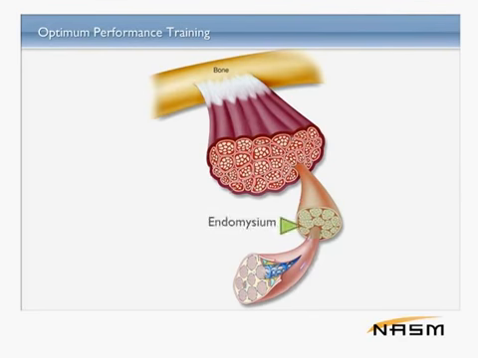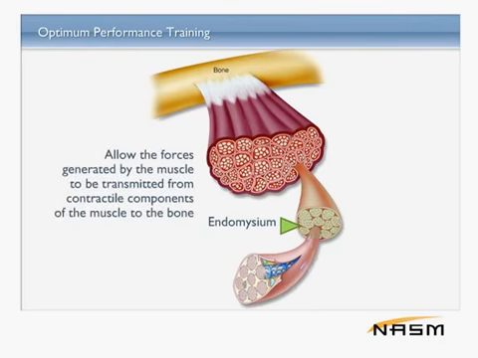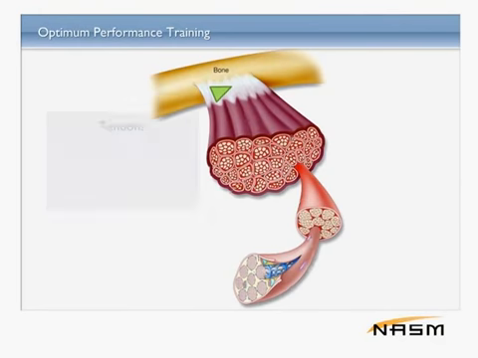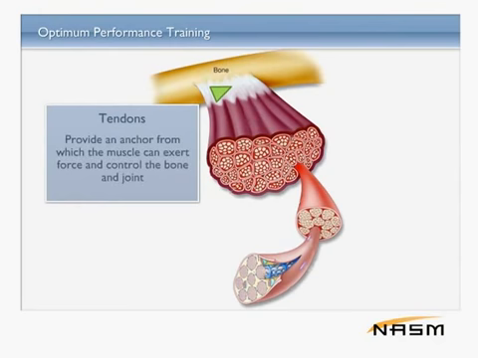The connective tissues within the muscle play a vital role in movement. They allow the forces generated by the muscle to be transmitted from the contractile components of the muscle to the bones, creating motion. Each layer of connective tissue extends the length of the muscle, helping to form the tendon. Tendons are the structures that attach muscles to bone and provide the anchor from which the muscle can exert force and control the bone and joint.